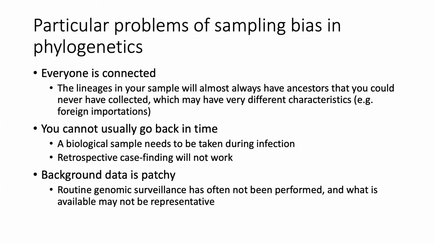And there's also the problem that background data that you might use to try and fill holes when you're doing a prospective study can be quite patchy. Routine genomic surveillance has often not been performed, or it's got much better over recent years, but it's still quite patchy in a lot of locations, and what's available may not be representative.